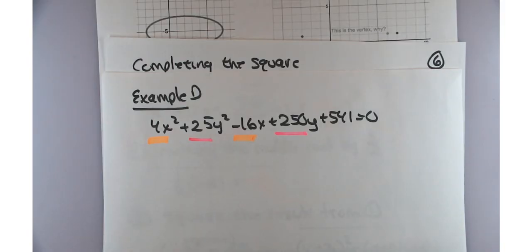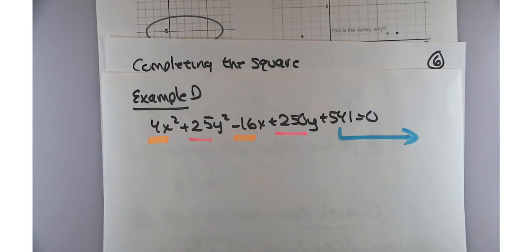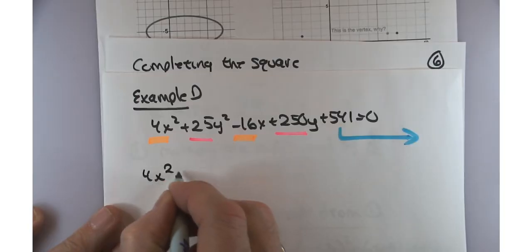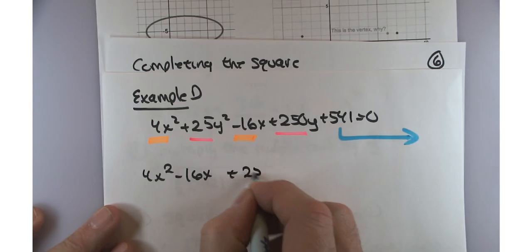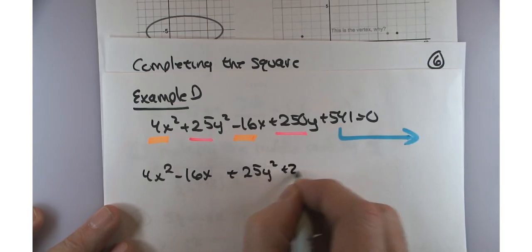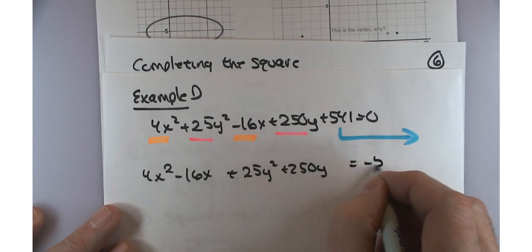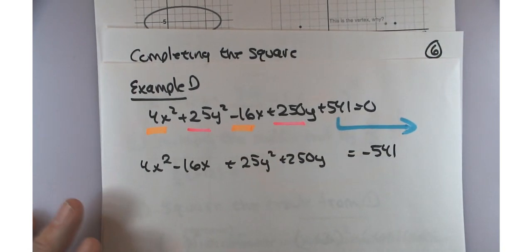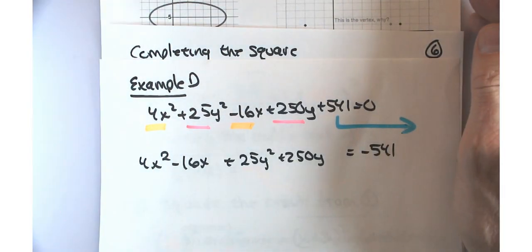And then this term, I'm just going to move to the other side. So what's that going to look like? Well, that's going to be 4x squared minus 16x plus 25y squared plus 250y equals negative 541. Nothing magic yet. All right, well, let's keep going then.